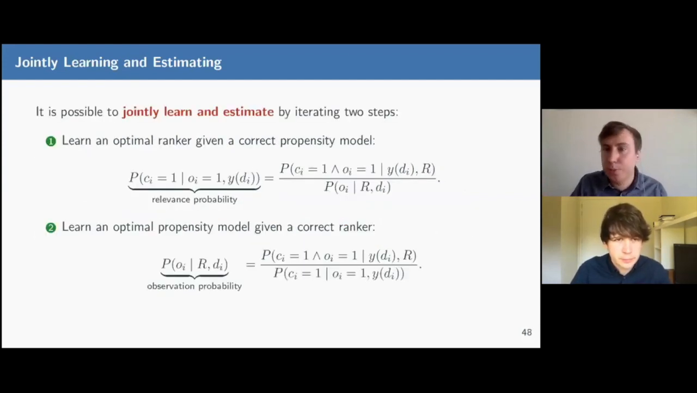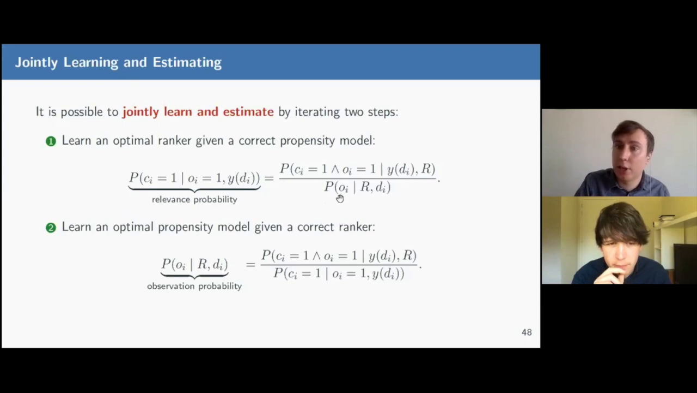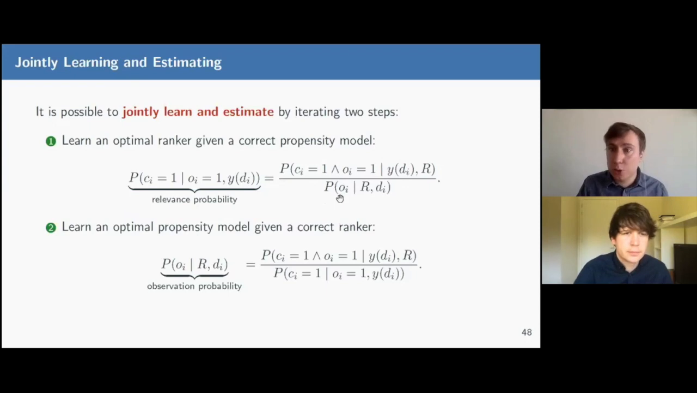The idea is to jointly learn and estimate these two things. So this first part, where we learn an optimal ranker given a somewhat correct propensity model, which we've assumed so far, is just the IPS-weighted learning to rank that we've seen before. So we say our probability of relevance, essentially, can be the probability of a click happening, so something in our click log, corrected by this observation probability, our inverse propensity score, if you will. But we can also swap this equation around. We can move this observation probability out and move our relevance probability in.